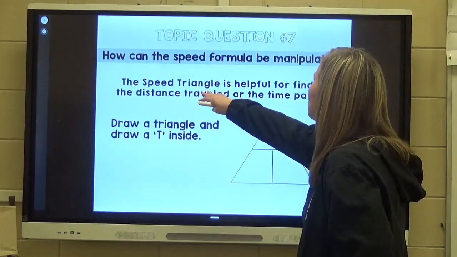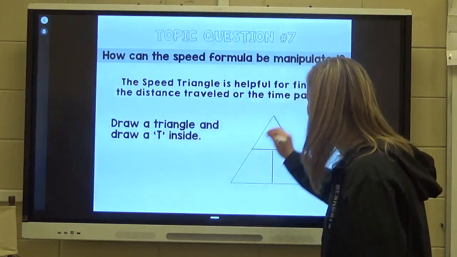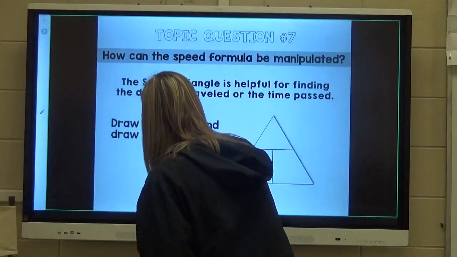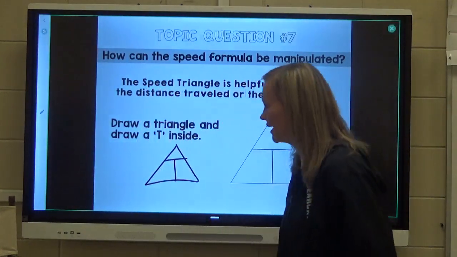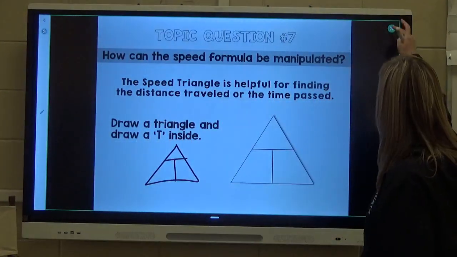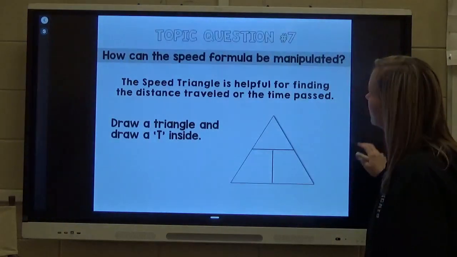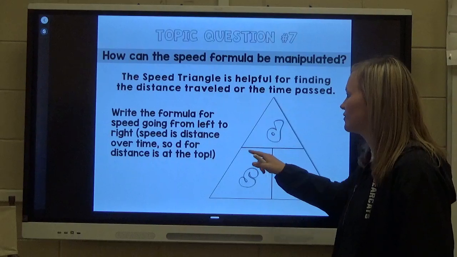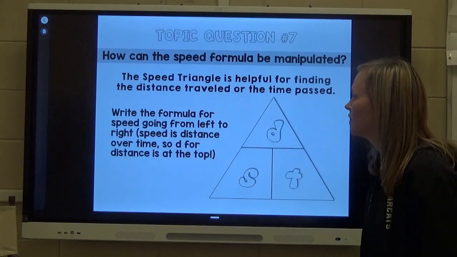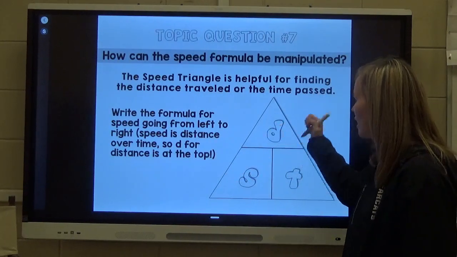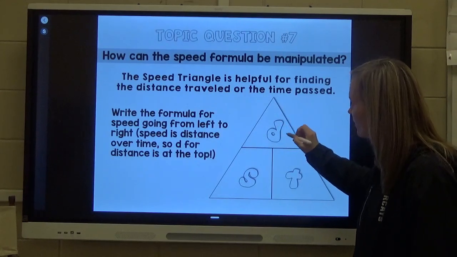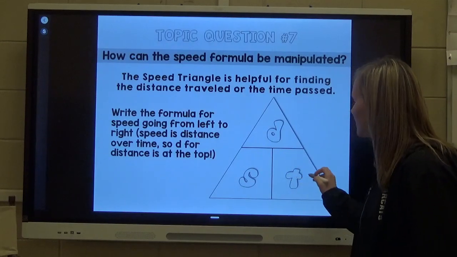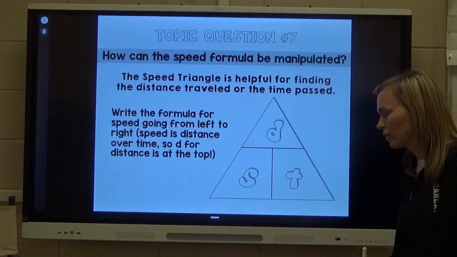So, the speed triangle is helpful again. You draw a triangle and then you draw a T inside the triangle like so. You write the formula for speed going from left to right. So speed equals distance over time. D for distance is at the top of the triangle, S in the bottom left corner, and the T in the bottom right-hand corner.